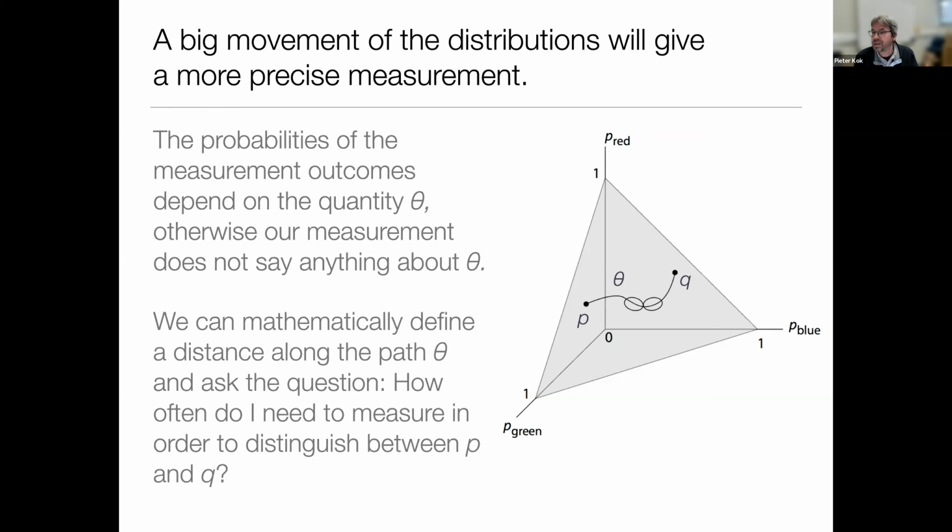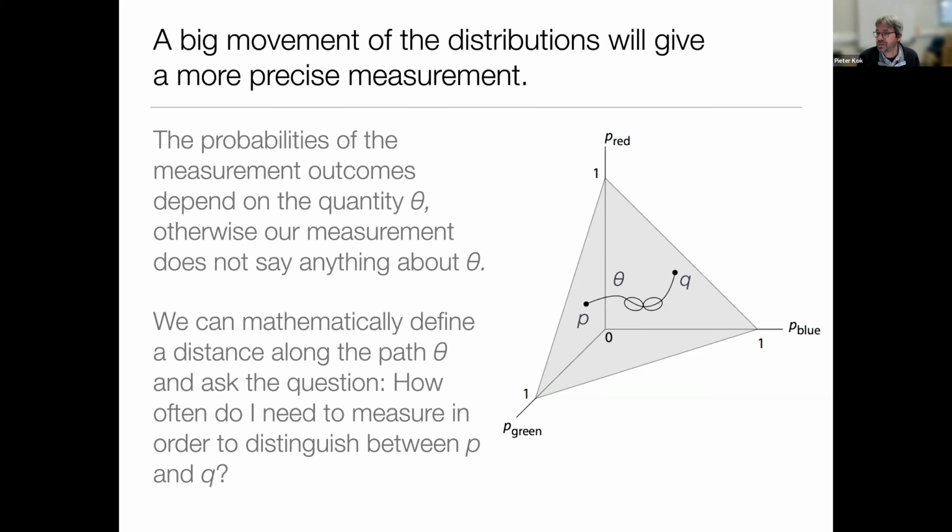And so we can then build a mathematical model, which I'm going to elaborate on a little bit later. But what do we want? We want to know how often do I need to measure in order to distinguish between, let's say, these 2 probability distributions, P and Q. So you can imagine you put your P and Q quite close. And if you do a finite number of measurements, you can never truly pinpoint your probability distribution. So for a given number of measurements, you will have some region of uncertainty. So that's given by these little ovals around that path labeled by theta.